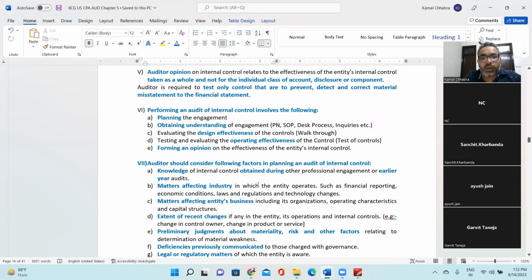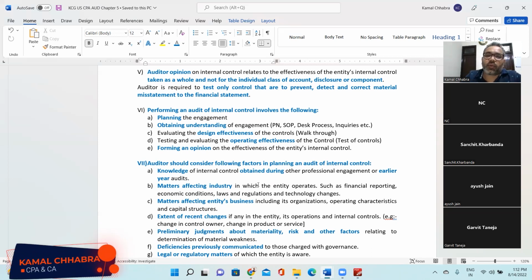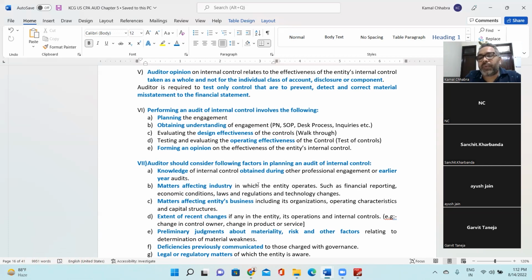Next is auditor opinion on internal control relates to the effectiveness of entity internal control taken as a whole and not the individual class of transaction, account balance, disclosure, and component. So whenever you are doing the audit of ICFR, you will be doing the audit from the perspective of financial statements as a whole, not for any class of transaction, account balance, or disclosure, or of any component. Auditor is required to test only controls that prevent, detect, and correct material misstatement to financial statements, because we are giving opinion on the internal control over the financial reporting, not the operational controls, not the regulatory controls, or the other controls, right? So we'll be testing only those controls which will be impacting the financial statements, not others. Make sense?